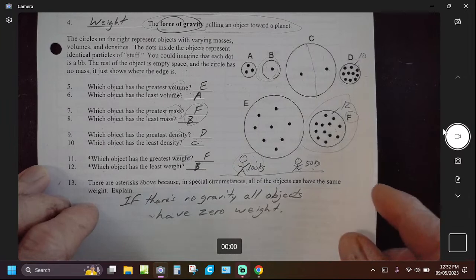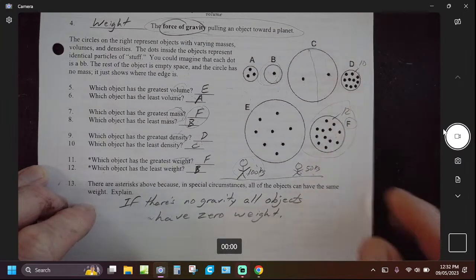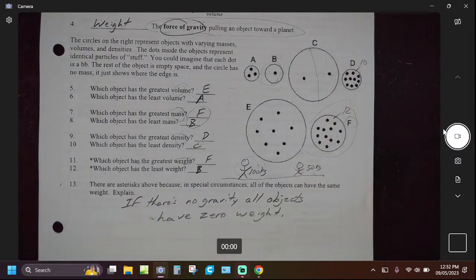What time do we get out of this class? We need to learn this. I don't even remember.